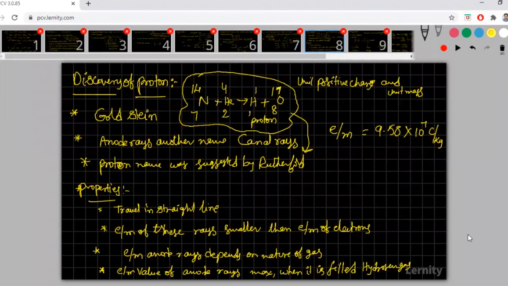Next, discovery of proton, Goldstein. But the name was suggested by Rutherford. Many members think neutron is only obtained by bombardment, but protons are also obtained by bombardment of nitrogen with helium, which was done by the scientist Rutherford. And I ask one question: who gave the laws of electrolysis? Faraday, Michael Faraday.